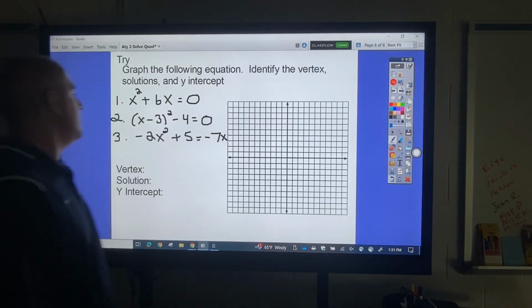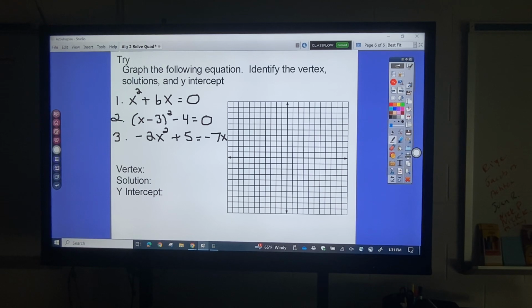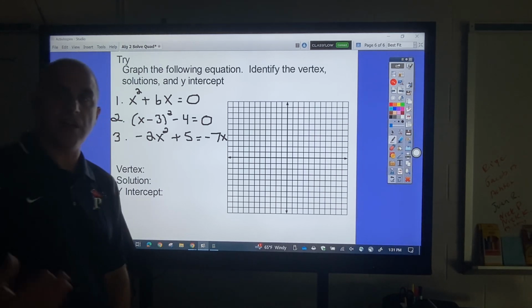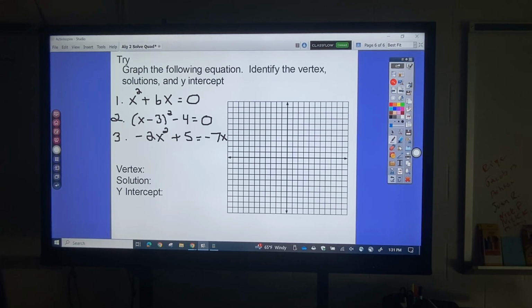You can pause your video and go ahead and try these questions. And that's how you can use your calculator to find various characteristics of the quadratic.